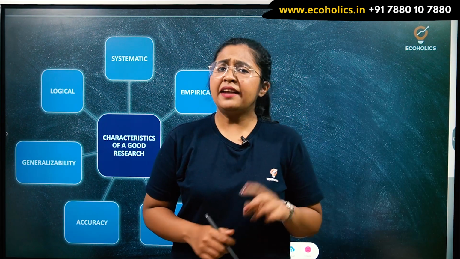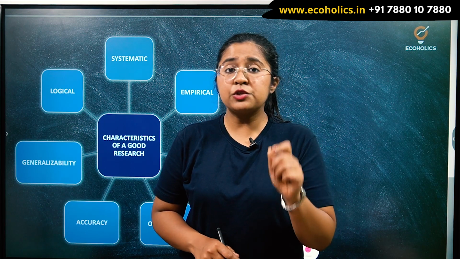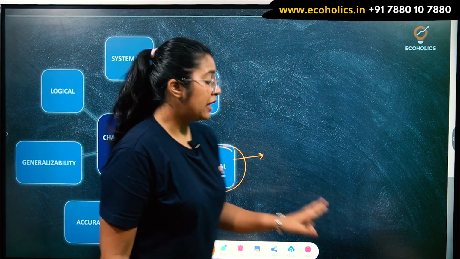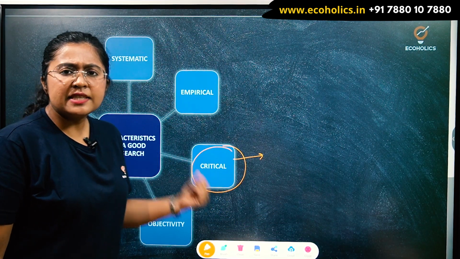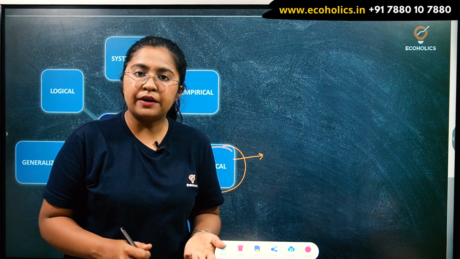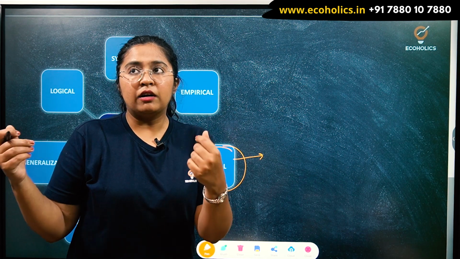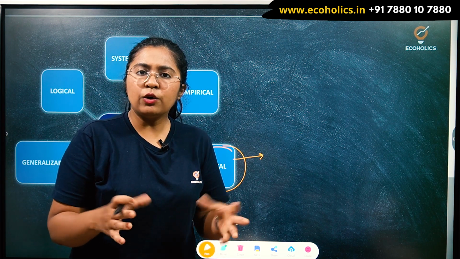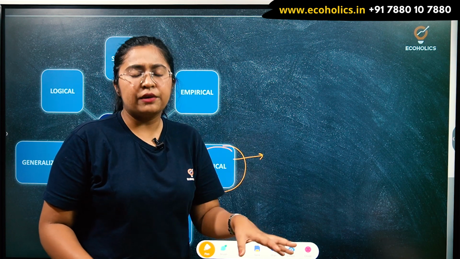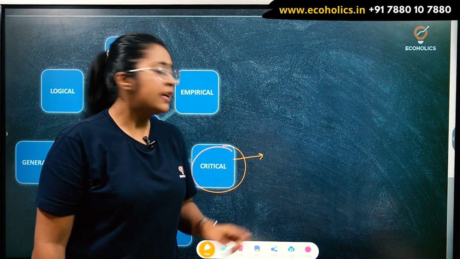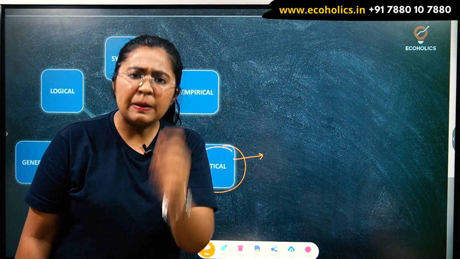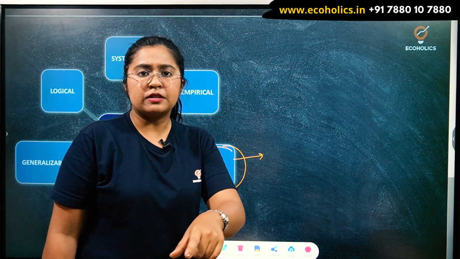Now the next factor that we'll talk about, which is very important for a good research, is the factor of critical nature. Research has to be very critical. Now many students misunderstand or misinterpret critical as criticism. Here we are not criticizing any piece of information or any particular data. What we're actually doing is identifying what is critical or very, very important for that particular research.